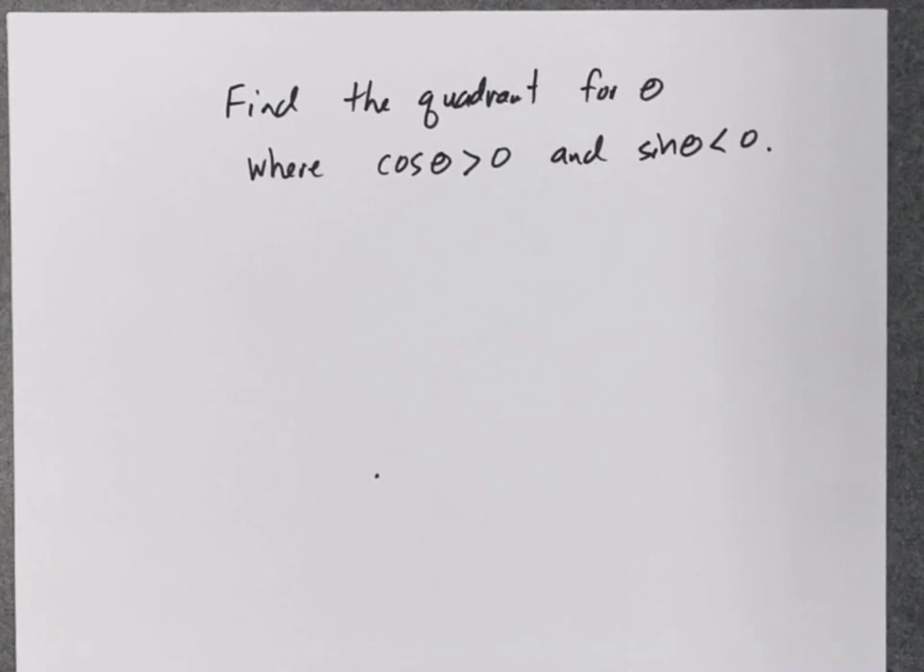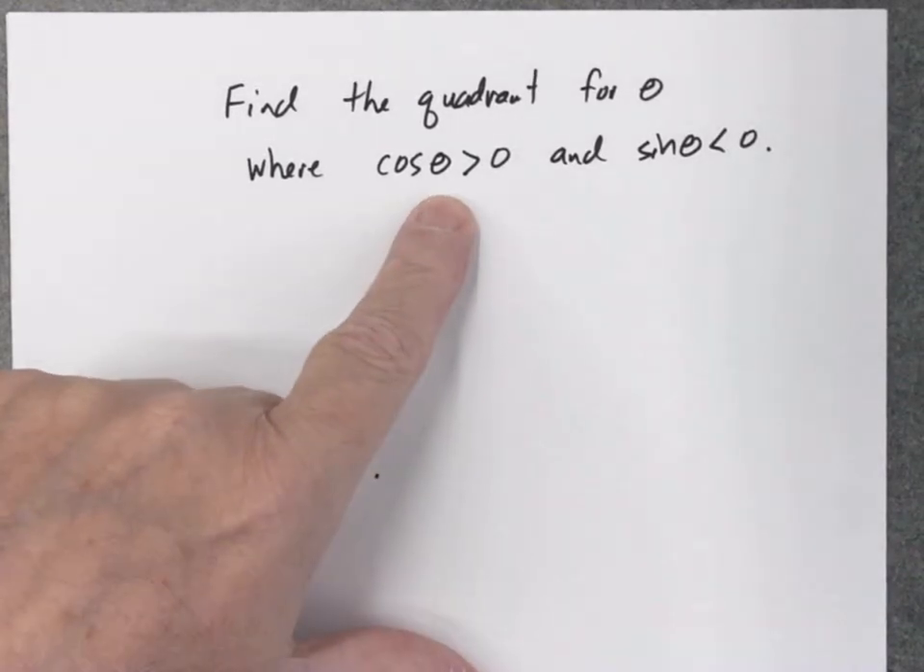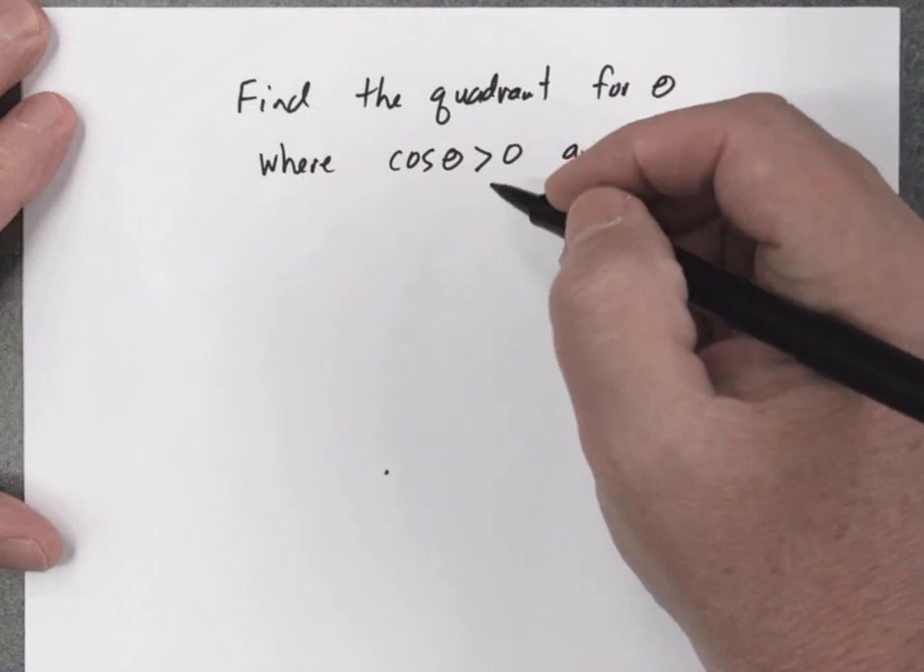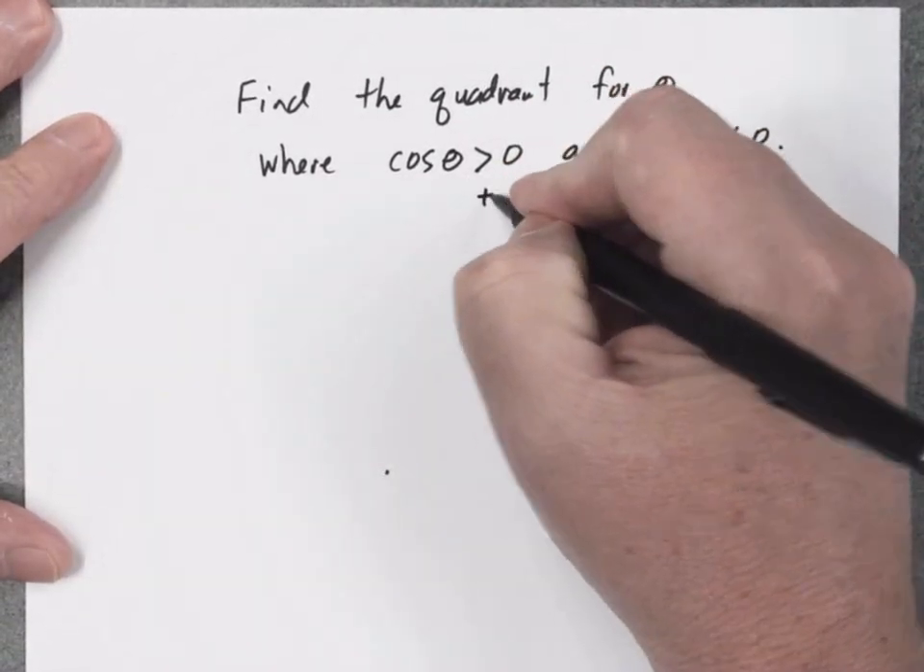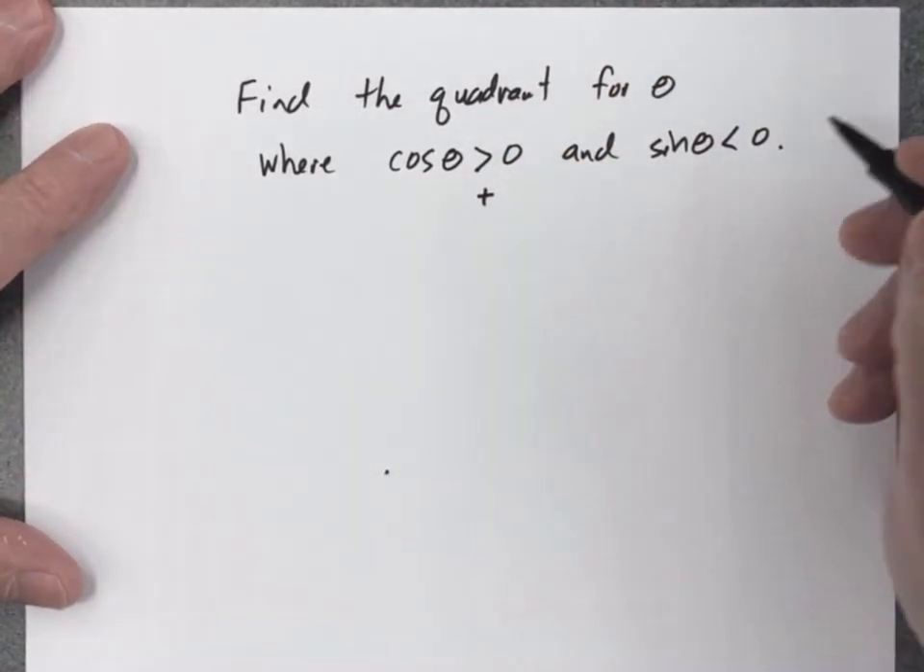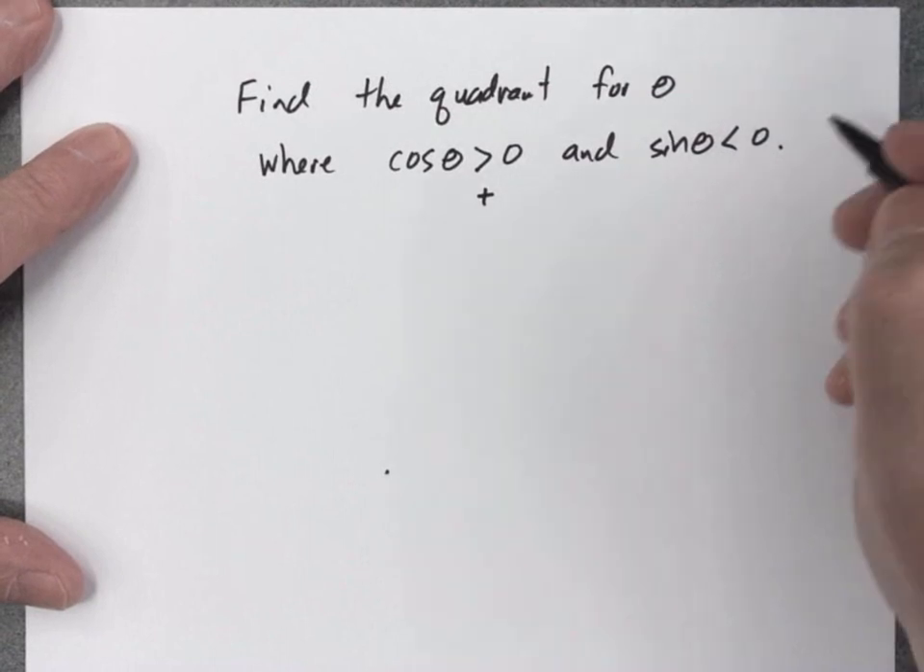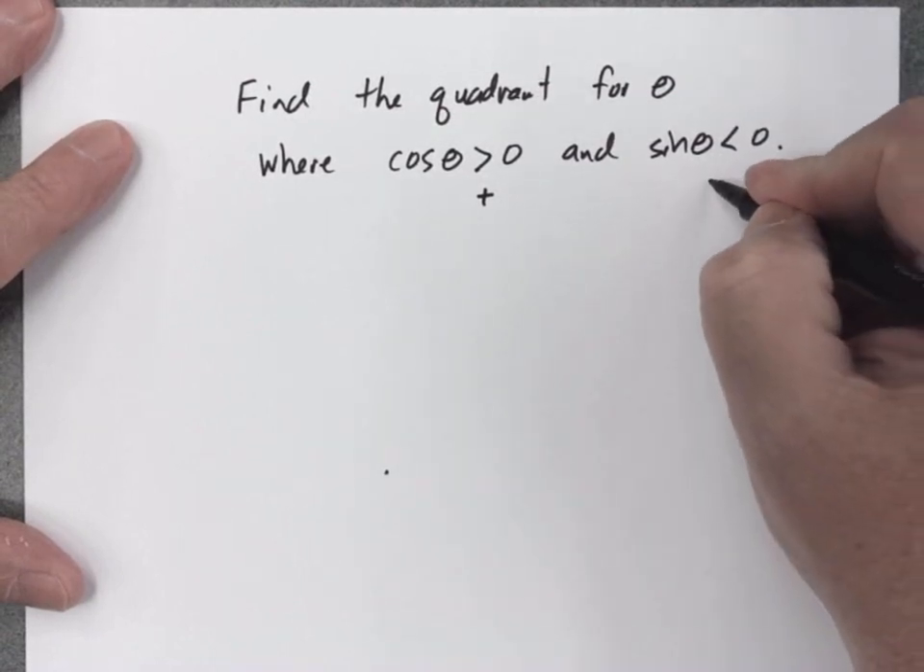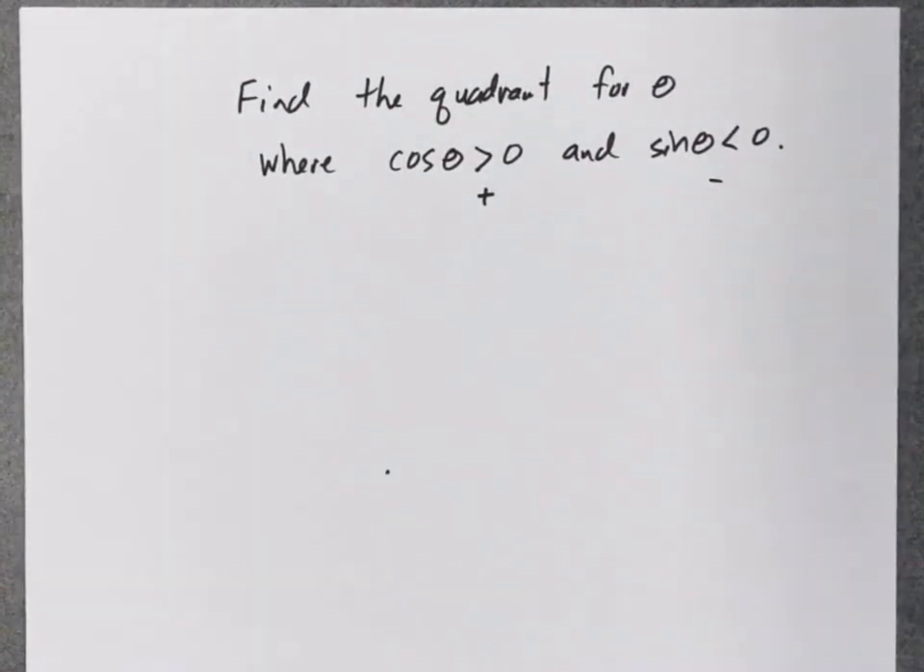So basically, you're starting out this problem with an angle, a specific angle. You don't know quite what the angle is, but they do give you some information. They say the cosine of that angle is positive, right? So greater than 0 means positive. And the sine of that angle is negative. So here's how I go about solving this problem.